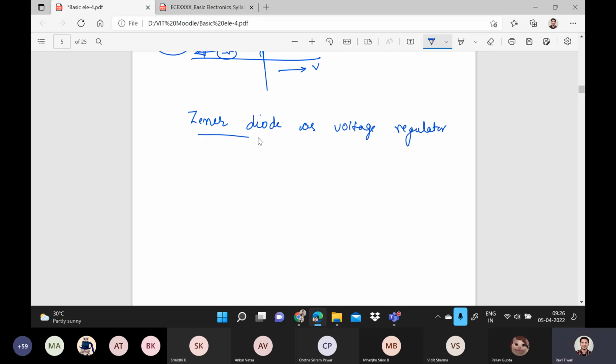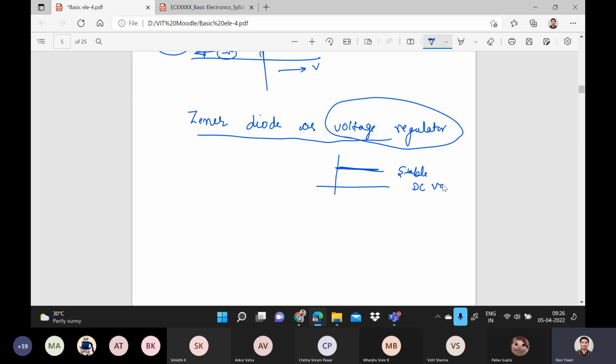So first thing is, what is the meaning of this voltage regulator? If I am saying this is a voltage regulator, it means what? It provides a stable DC voltage, okay? Stable DC voltage, which is independent of load current, temperature, and line voltage.